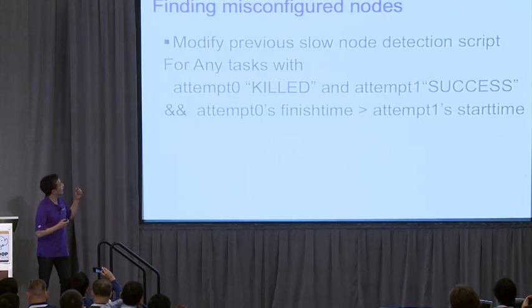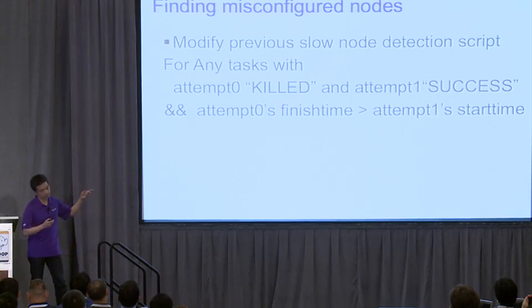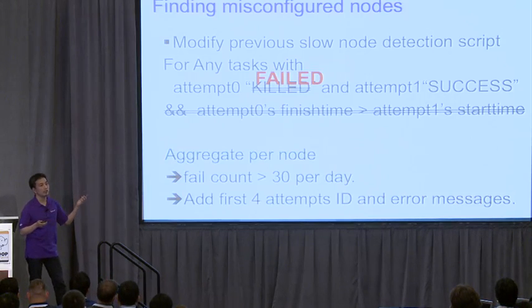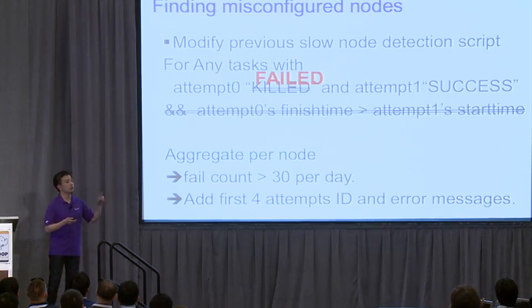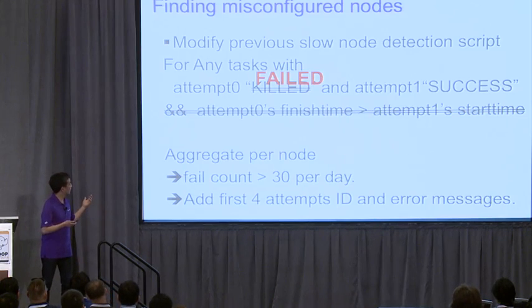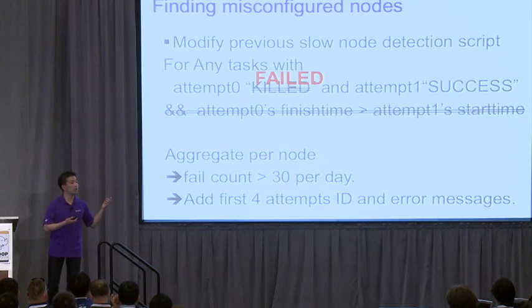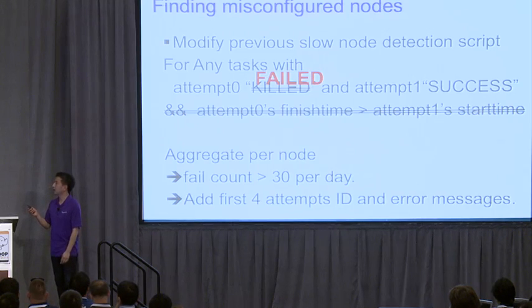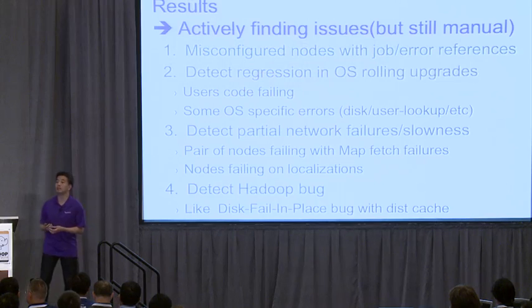So this is the original condition that I had for the speculative task: first attempt killed, second attempt successful, with some time condition. I just changed it simply by saying, any task where the first attempt failed and the second attempt was successful, and then aggregate by the node. I list any node that had 30 failures per day, and then I list a couple of attempt IDs so that I have a link to jobs. So that if the error message is not good enough to debug, I go to the user log and see what I can find. I wasn't expecting much from these simple things, but it gave me so much information.